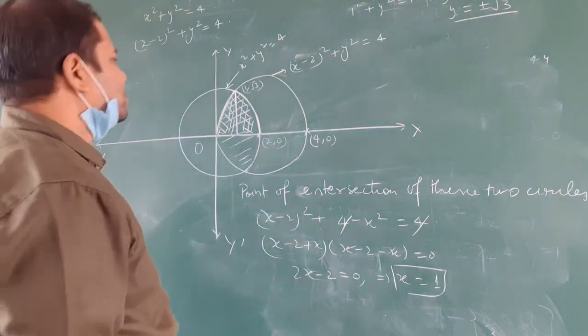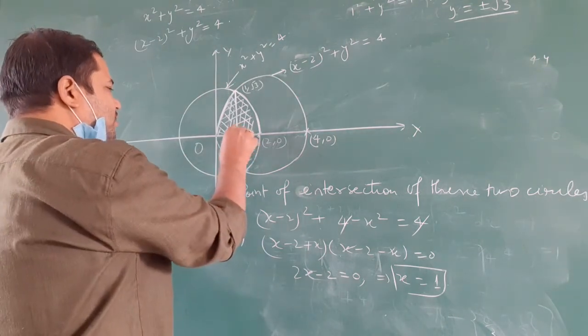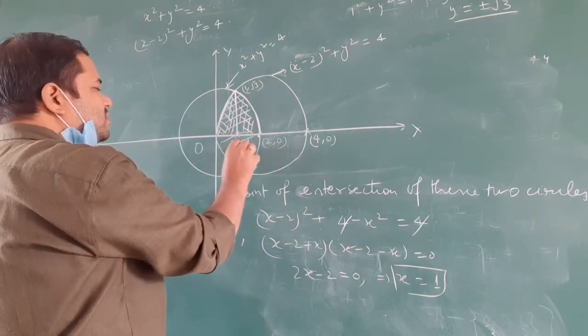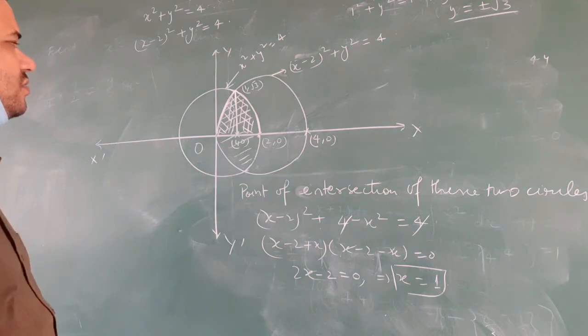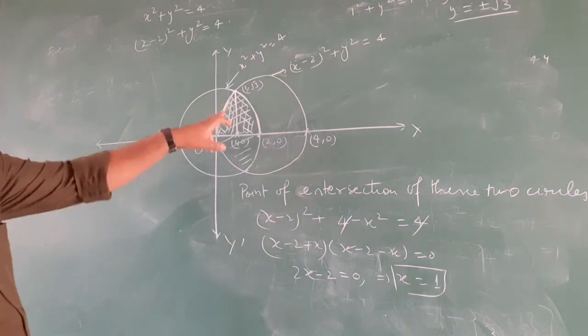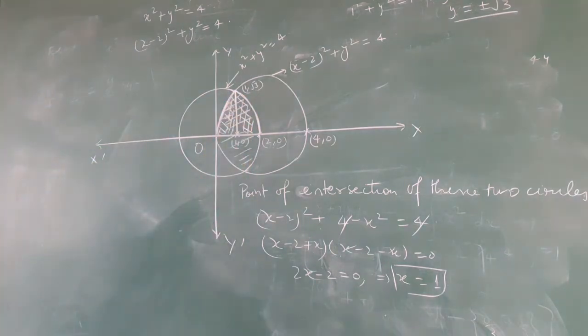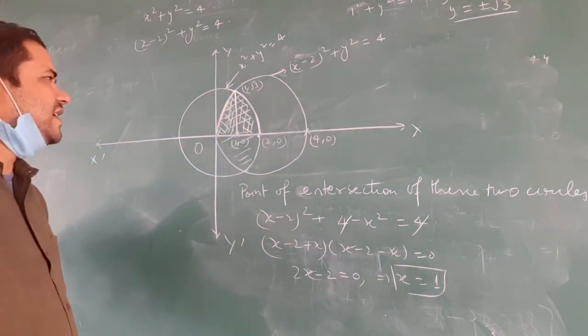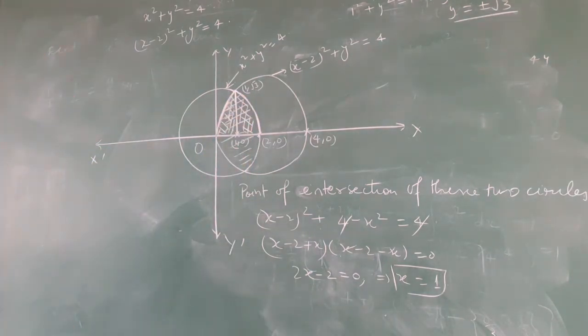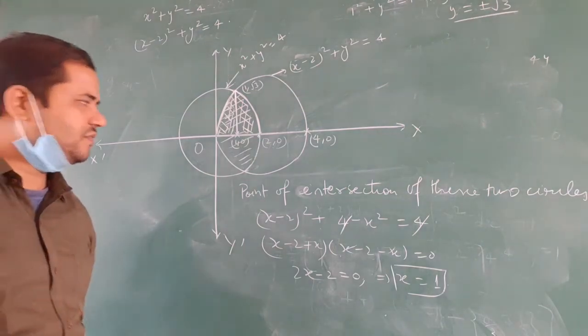Okay, so the limit is this 1 comma 0. So for the required area, first we find the area under this curve, that means this region, plus the area under this region. So we can write directly the area under the curve. So first of all you note it down.